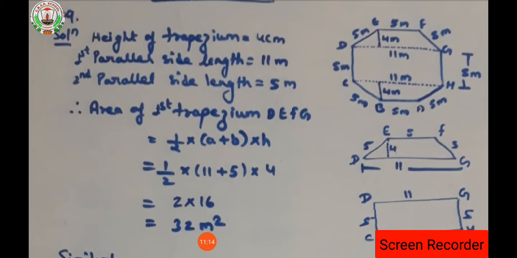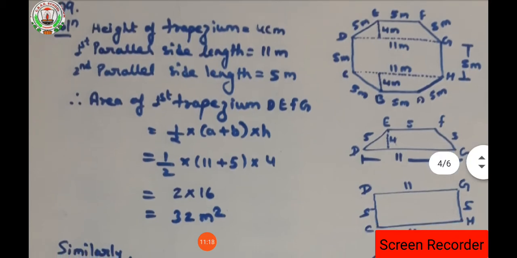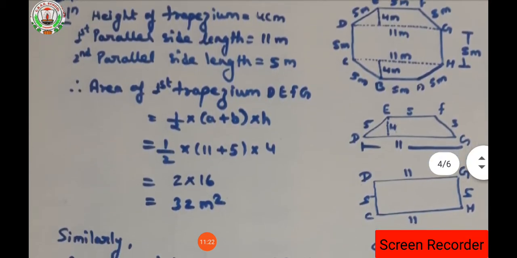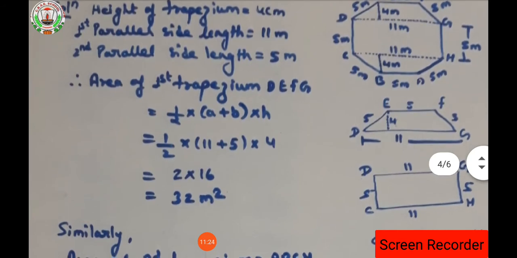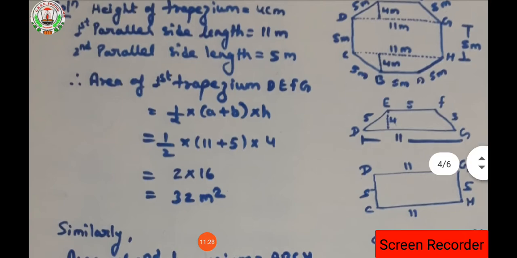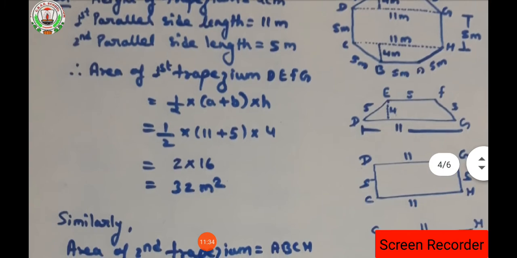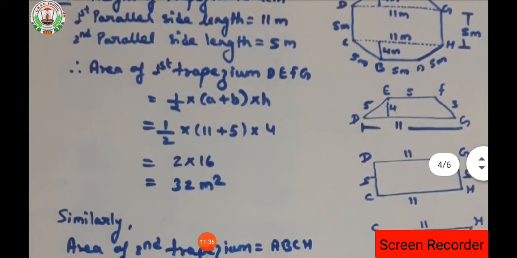Clear? Then we can easily find the area of the first trapezium, that is half into A plus B into H. The A value is 11, the B value is 5. So 11 plus 5 is how much? It will be 16, isn't it? And 2 divided by 4 will be 2. So 2 into 16 will be 32 meter square.